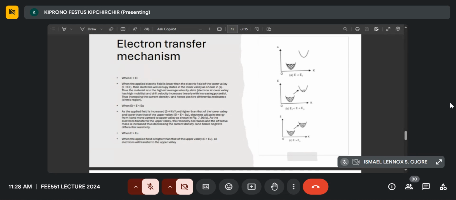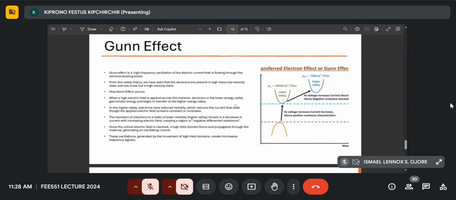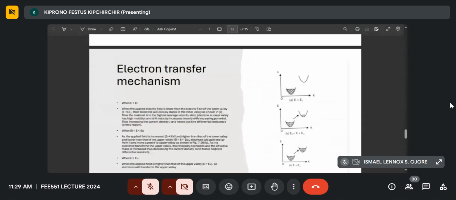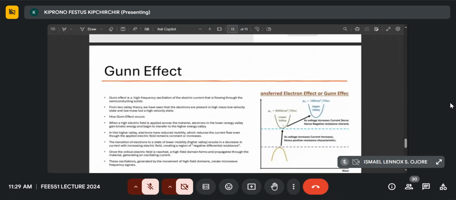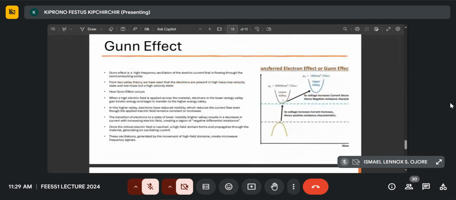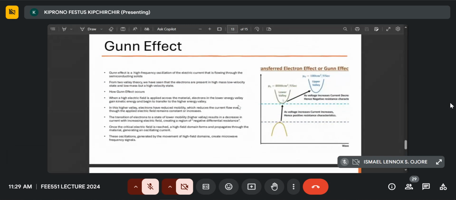I hope you guys are still listening. From the electron transfer mechanism and the two-valley theory, we build on the Gunn effect. The Gunn effect is a high-frequency oscillation of electric current that is flowing through semiconducting solids. As I had said earlier, there's that domain that was being formed from the lower valley to the higher valley. That constitutes the oscillation here.